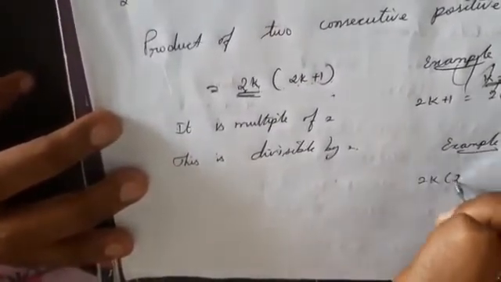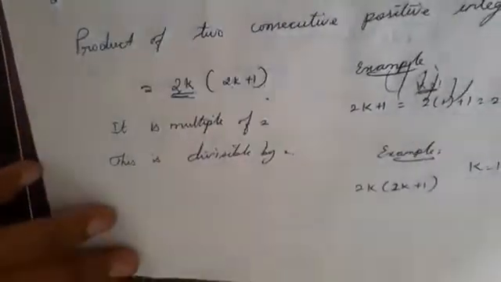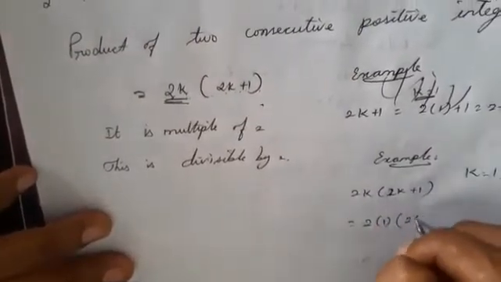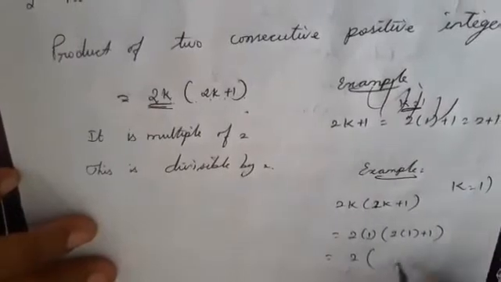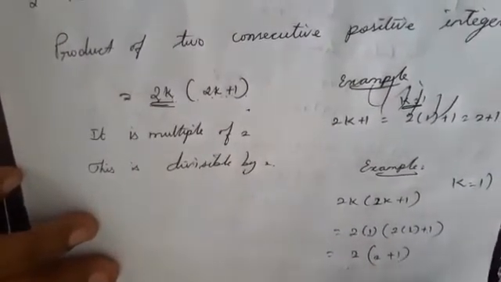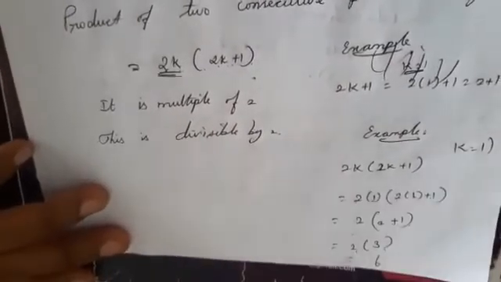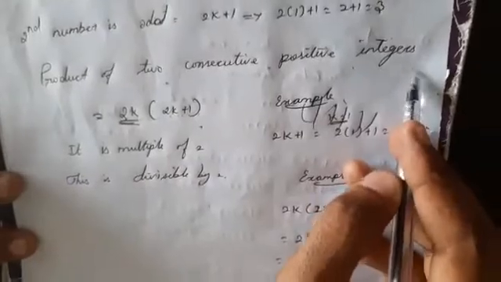For example, 2k into 2k plus 1. So k is equal to 1. 2 into 1, into, bracket, 2 into 1 plus 1. 2 into 2 plus 1 is equal to 2 into 3. 2 3s are 6. That is divisible by 2. So, the product of two consecutive positive integers is divisible by 2.